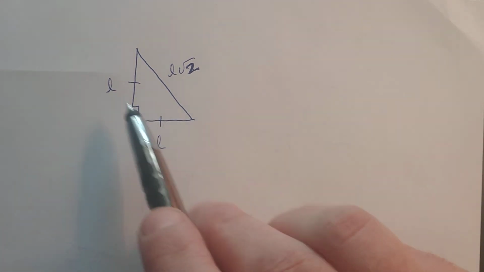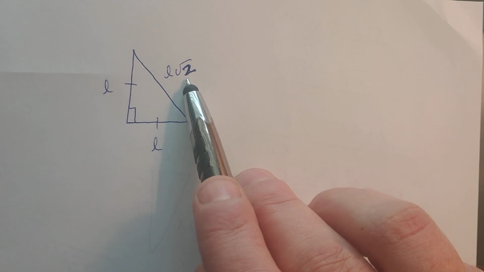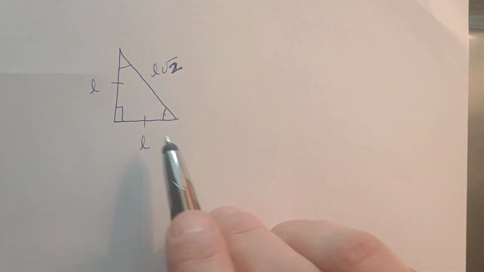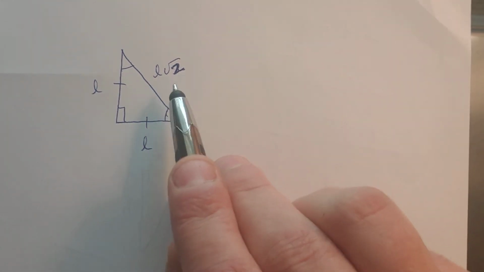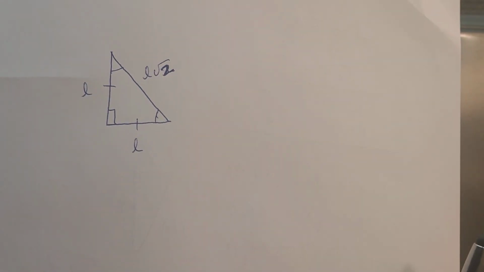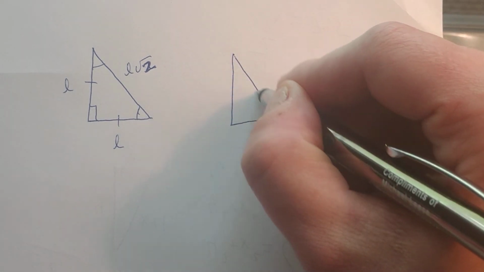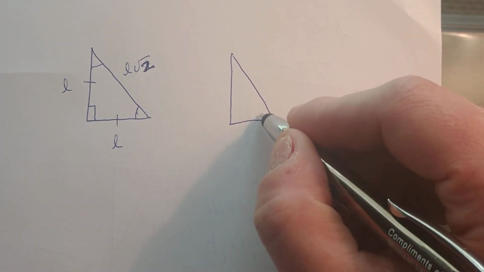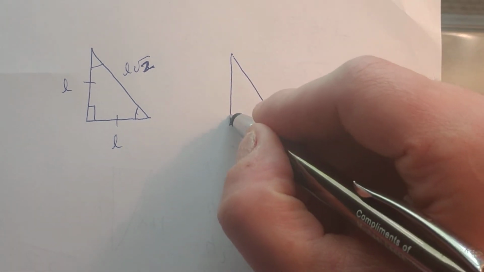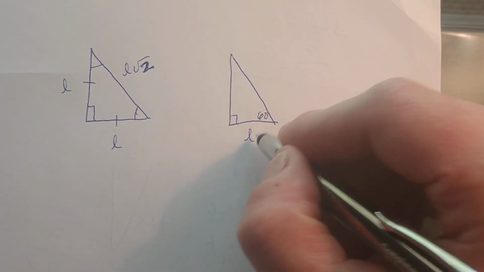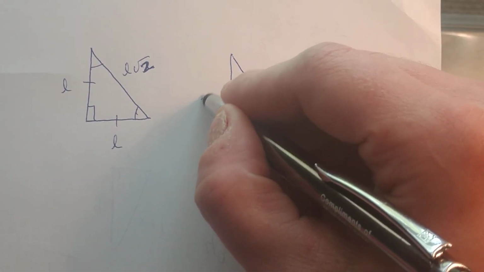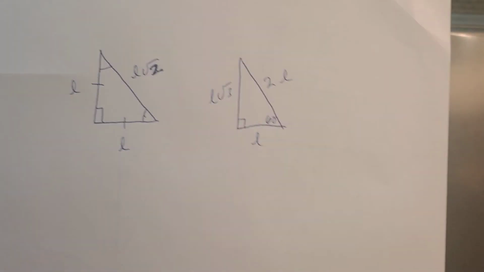A way to remember it: you have two of these L's, so you're going to have a square root of 2, and these are both 45. You see a lot of doubling up, so just remember that as a square root of 2. The other one was a 60-30. If this was the 60 down here, then the 30 was up top. This is L, 2L, L square root 3. So it looked like that.